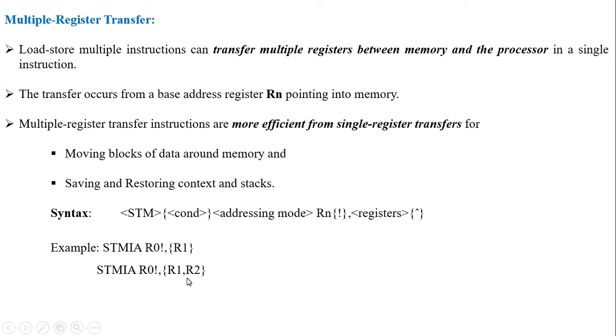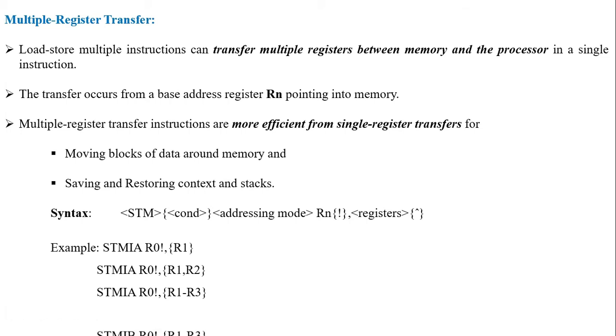So here two register values are stored in the R0 memory location, then the memory location will be incremented because IA is there in the addressing mode part. Then STMIA R0!, {R1-R3}: three register values will be stored in the R0 memory location, then the memory location will be incremented because the addressing mode is represented here as IA, increment after.